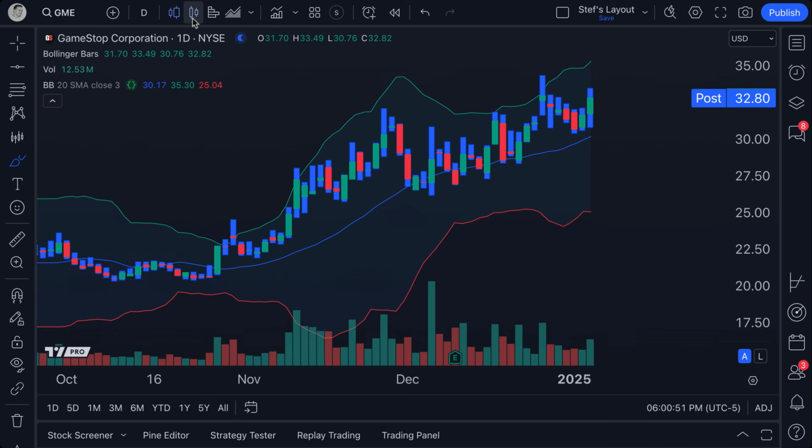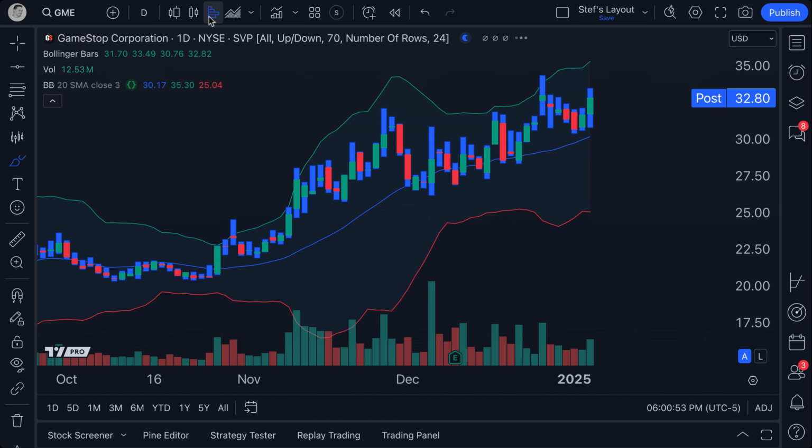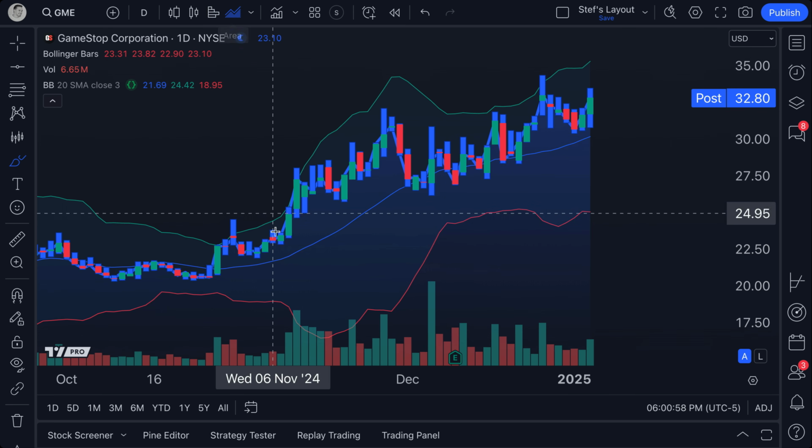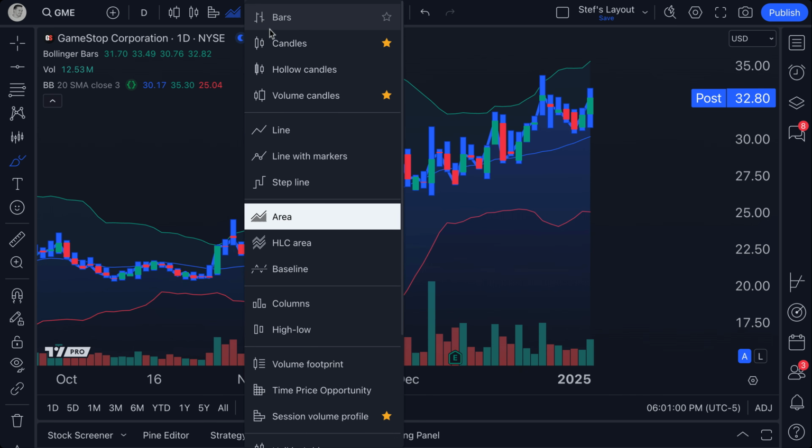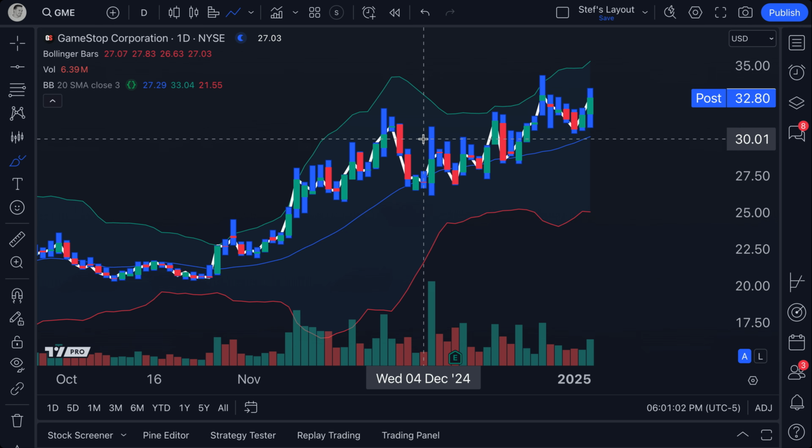Now, one more thing to keep in mind is that this specific indicator works with all chart types. So, for example, if we want to have an area chart, you can see it still works. If we wanted to have a line chart, you can see it still works.